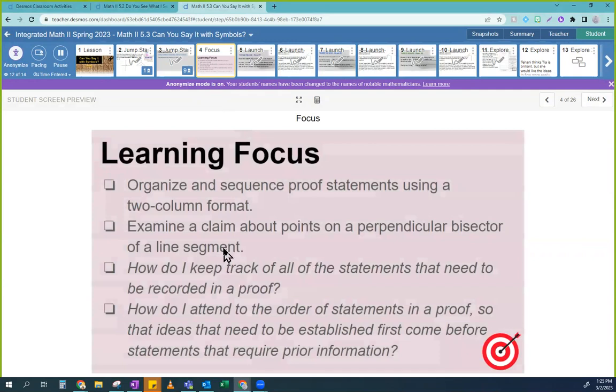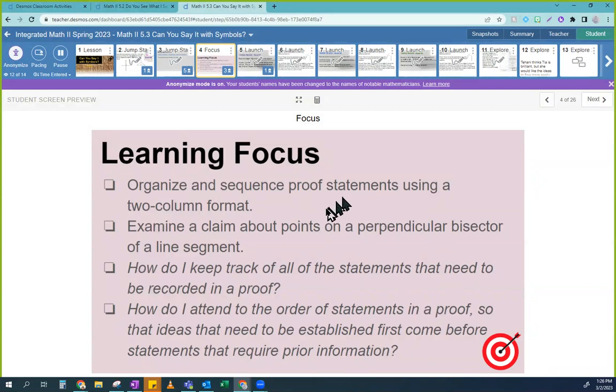Okay, so today you're going to be able to organize and sequence proof statements using a 2-column format. You're going to examine a claim about points on a perpendicular bisector of a line segment. You'll be able to answer these questions. How do I keep track of all the statements that need to be recorded in a proof? How do I attend to the order of the statements in a proof so that the ideas that need to be established first come before the statements that require that prior information?